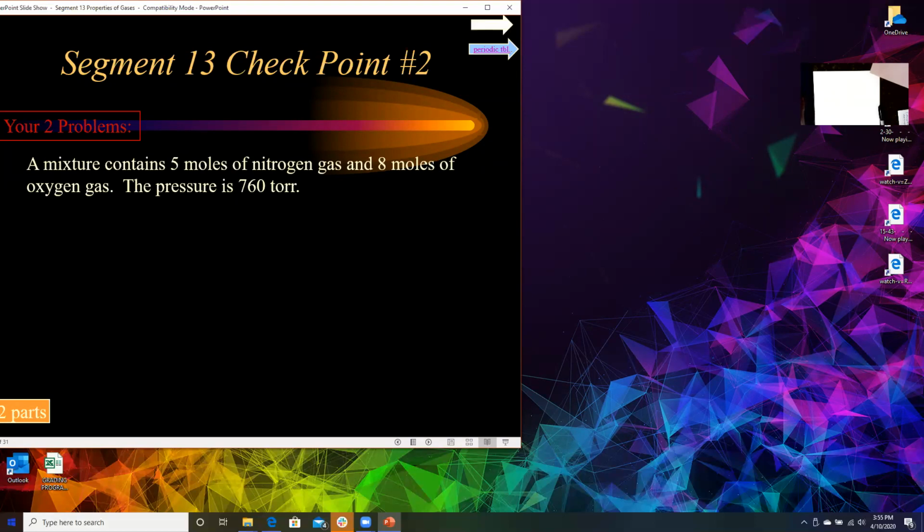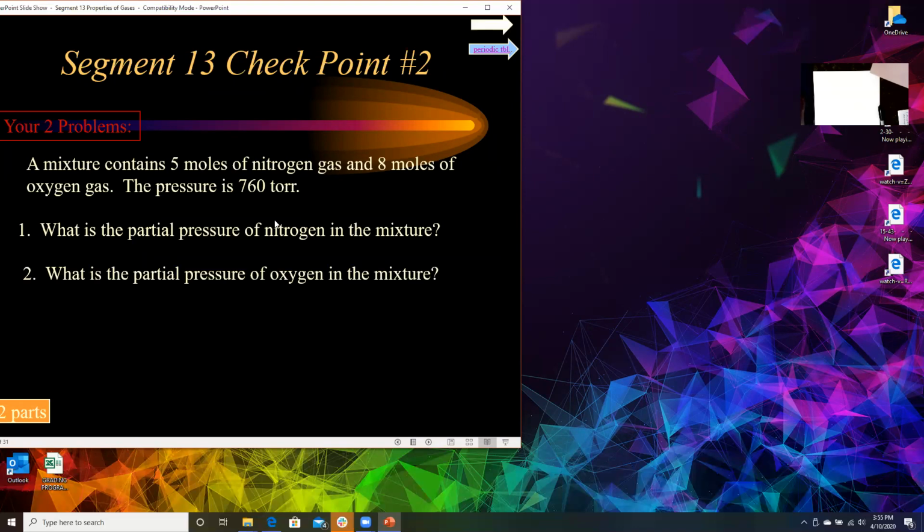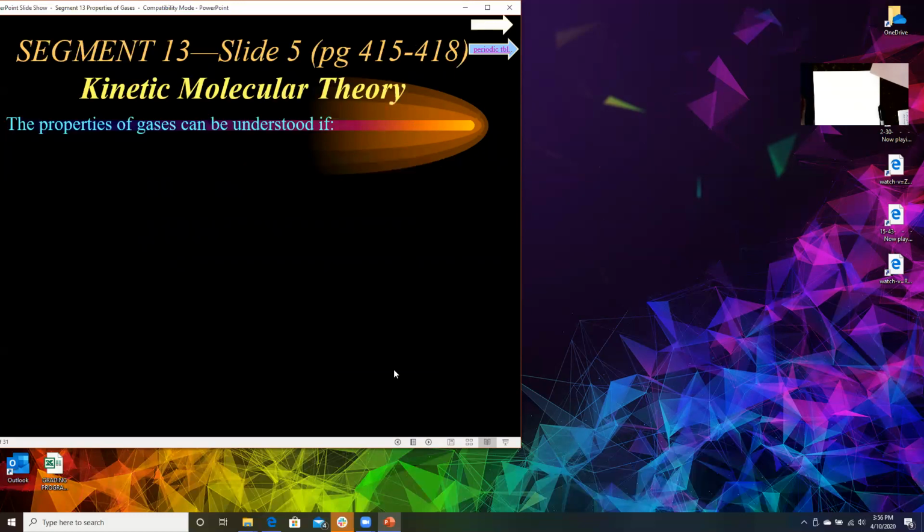Okay, now a mixture of 5 moles of nitrogen and 8 moles of oxygen, the pressure is 760 torr. What's the partial pressure of nitrogen in the mixture? Okay, what's the partial pressure of oxygen in the mixture? Okay, these are going to be expressions of Raoult's law. You got 5 moles of nitrogen, 8 moles of oxygen. You can get the mole fraction. You're given the total pressure. This is an easy problem then from Raoult's law.